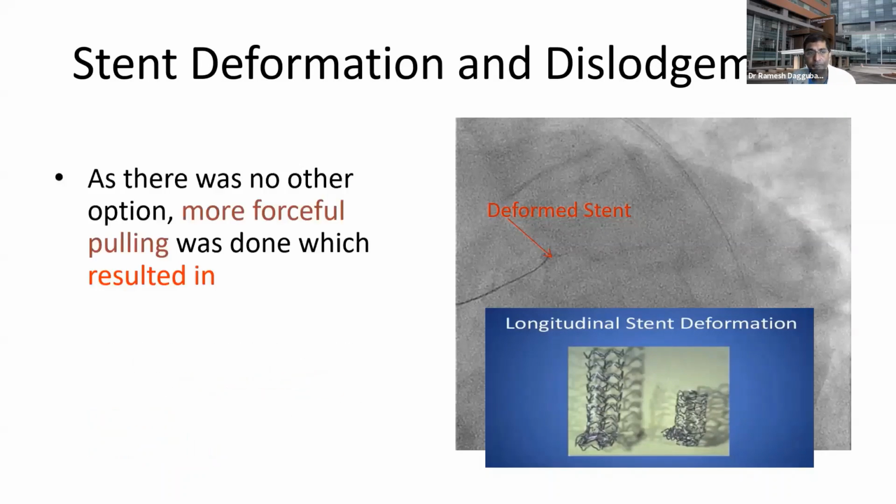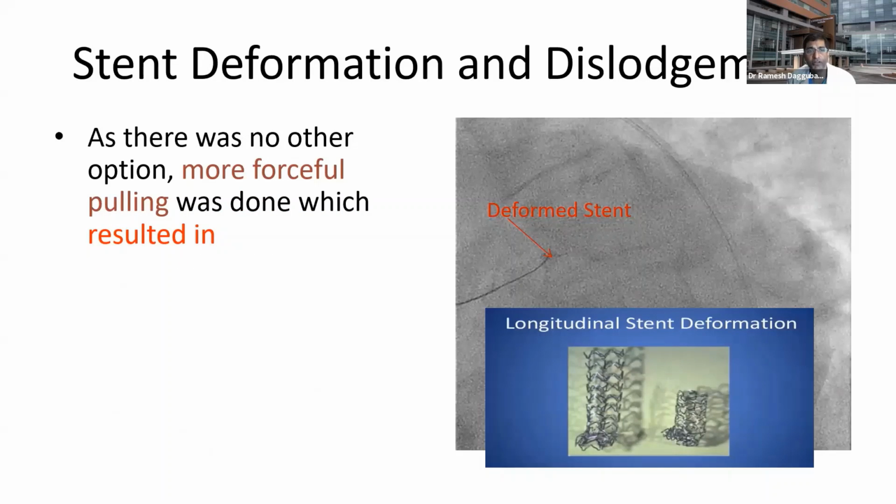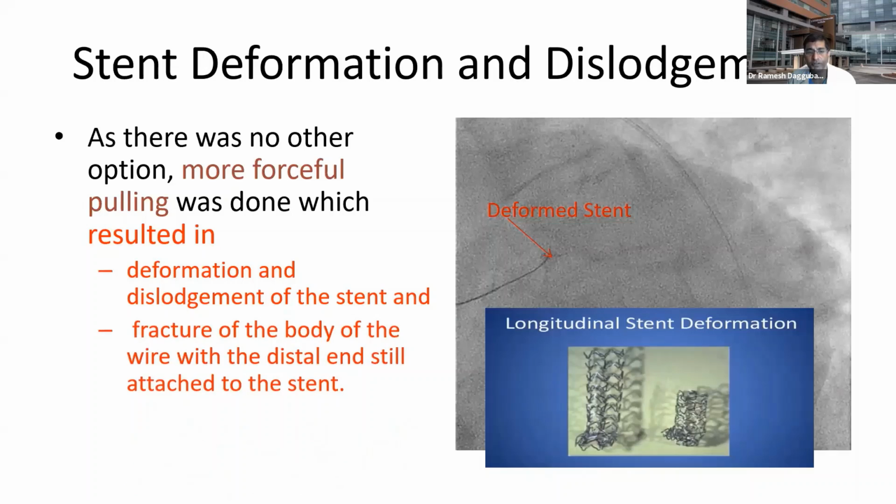So the guide might have gone in when we were trying to pull the wire back, and it caused stent deformation. As there was no other option, forceful pulling was done that caused a fracture of the body of the wire with the distal end still attached to the stent. And so the fracture of the wire happened somewhere in the abdomen. So the wire is in the stent and through the guide catheter still. And so this is now kind of a big mess. So what should we do?